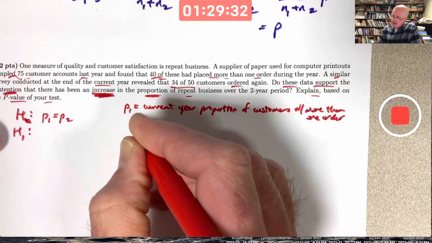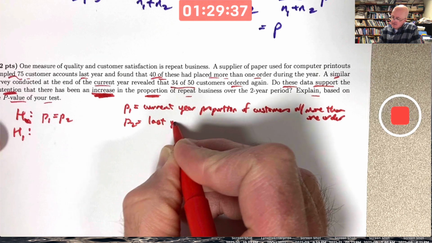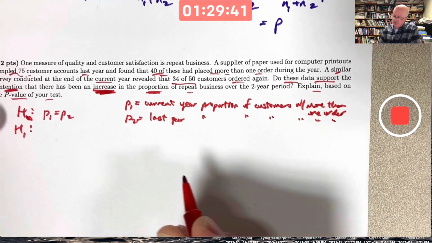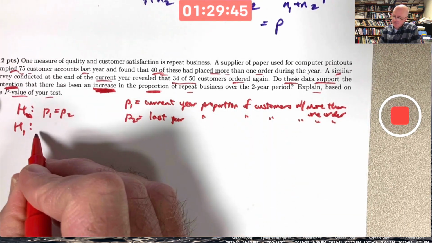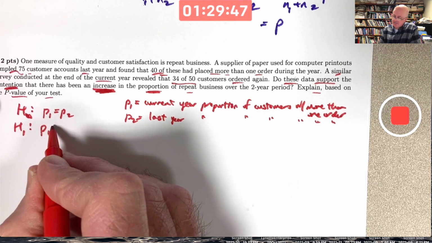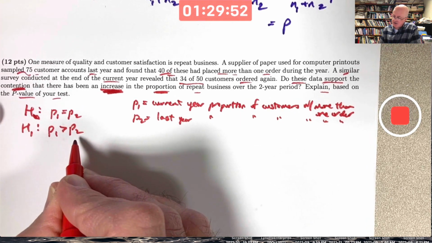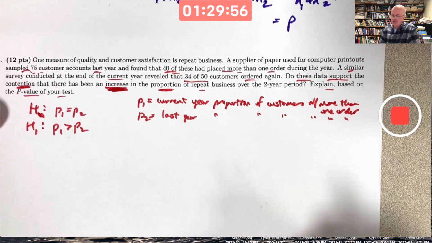And P2 is going to be the last year proportion of customers with more than one order, as population proportions, parameters. And we think there's been an increase. We think P1 is bigger than P2. This year's proportion is bigger than last year's. There's been an increase. If I did it the other way around, then it would be P1 is less than P2.